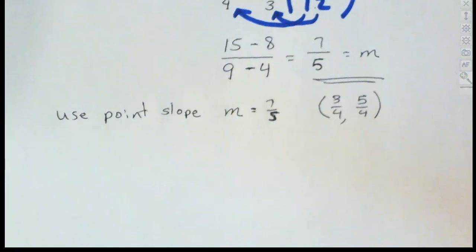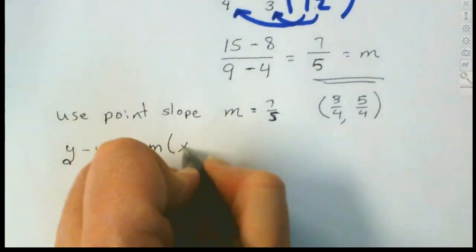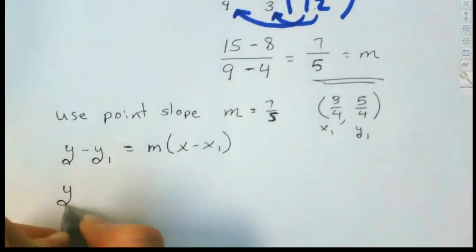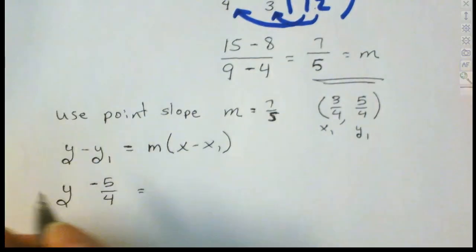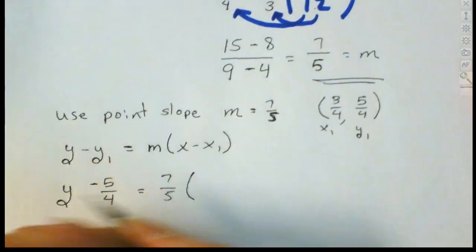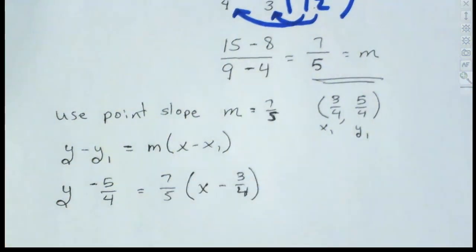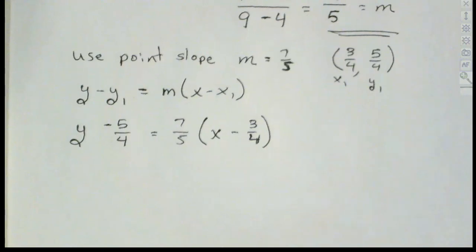So we need to use our point slope formula, which is y minus y1 equals m times x minus x1. There's x1, there's y1. Plug our values in. So that's going to be now y minus 5/4 equals 7/5 times x minus that 3/4. I'm going to do one more step, and then I'll leave the rest for you to finish out. So I'm going to go ahead and distribute that 7/5 through, just to make sure we distribute it through correctly.